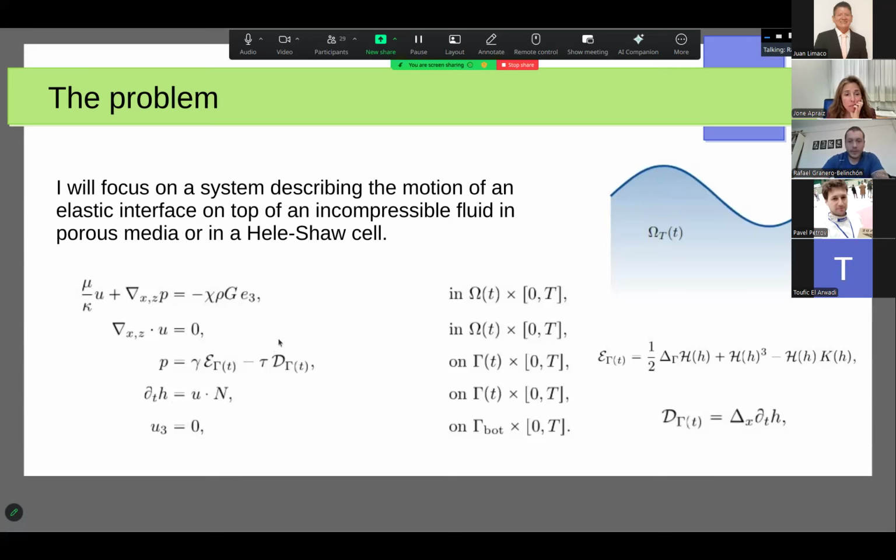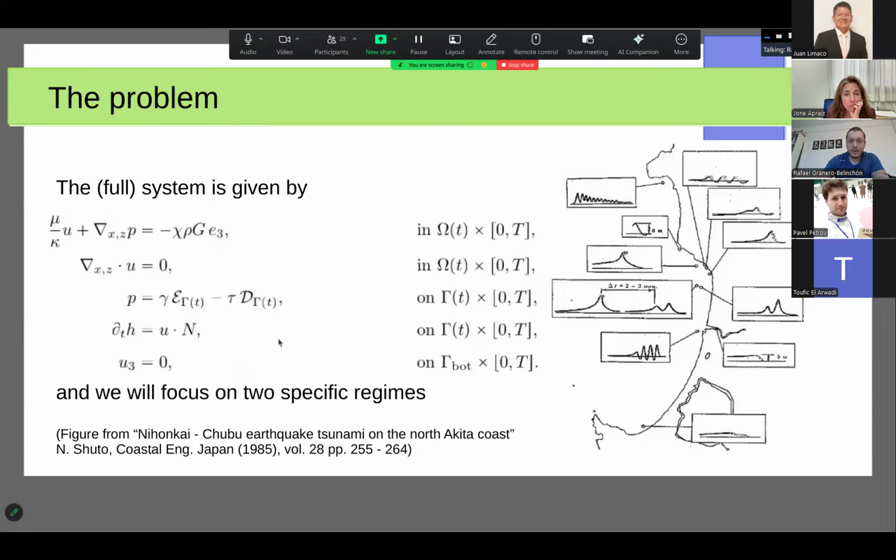Okay. Remember I call that thing the full system. Let me try to do a spoiler of my talk. I'm going to focus on, so the goal will be to find asymptotic models of the full system that are appropriate in certain regimes. So here let me try to clarify what I mean.